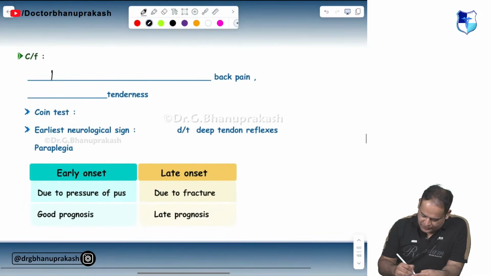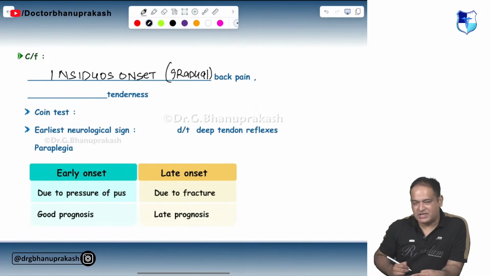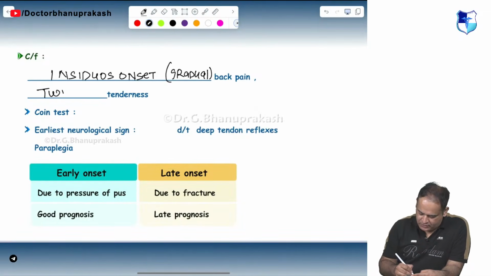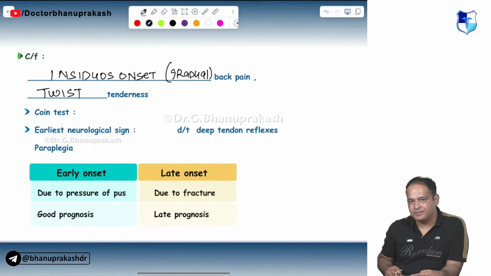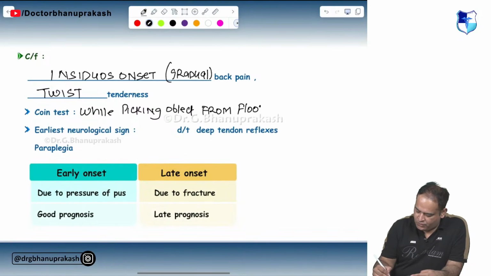Okay. Clinical feature, insidious onset. Insidious means gradual onset back pain. Then twist tenderness. Coin test. While picking object from the floor, patient does not bend the spine.